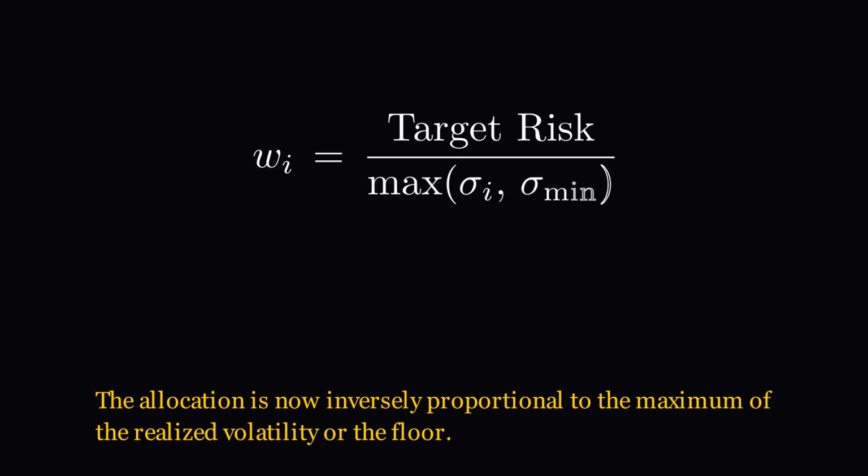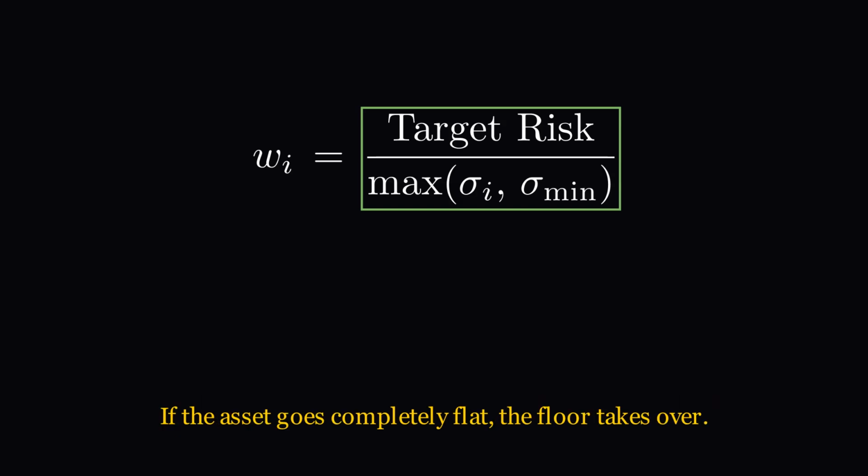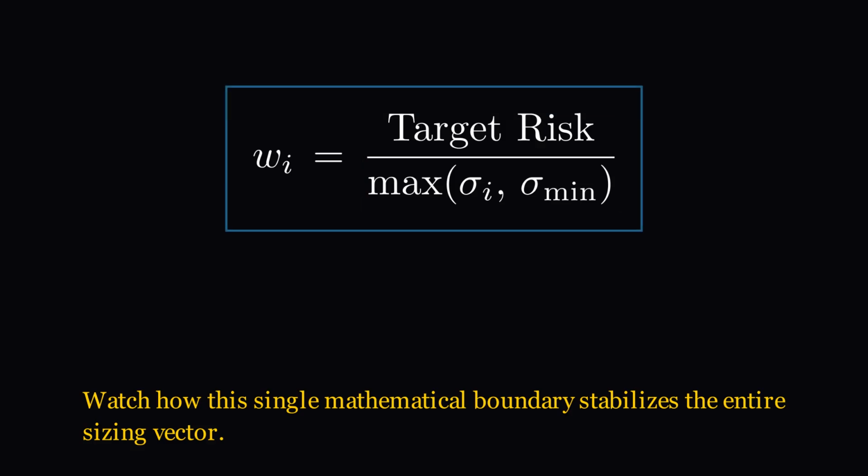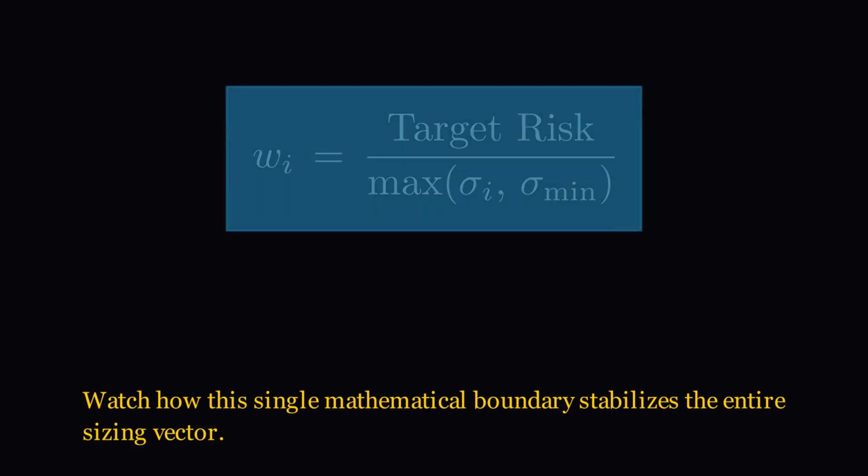Let's update our foundational sizing equation. The allocation is now inversely proportional to the maximum of the realized volatility or the floor. If the asset goes completely flat, the floor takes over. Watch how this single mathematical boundary stabilizes the entire sizing vector.